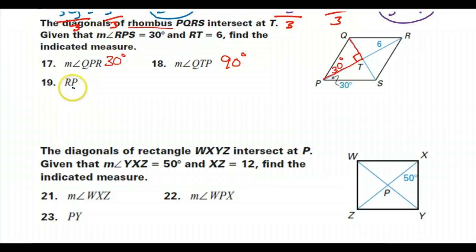And we're supposed to find the length of RP. RP is this whole length from here to here. For any parallelogram, the diagonals bisect each other. So if this side is 6, then from P to T, this should also be 6, for a total of 12. So that should be number 19.